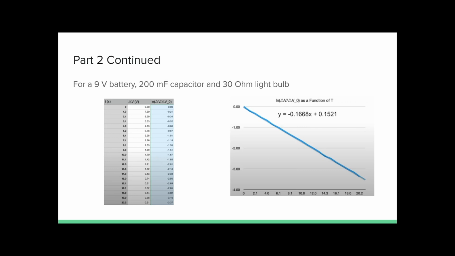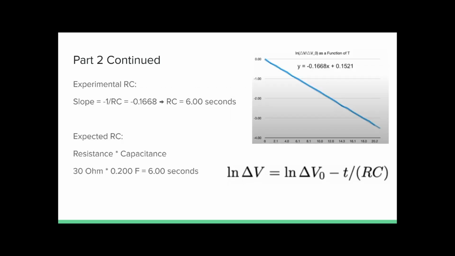Now here's some data for when we used a 30 ohm light bulb using the same capacitor and same battery setup. As you can see, as time increases, the log of the change in voltage decreases. From there, we were able to determine the RC for this system. In this system, RC is part of the slope. It's -1 over RC that is the slope.